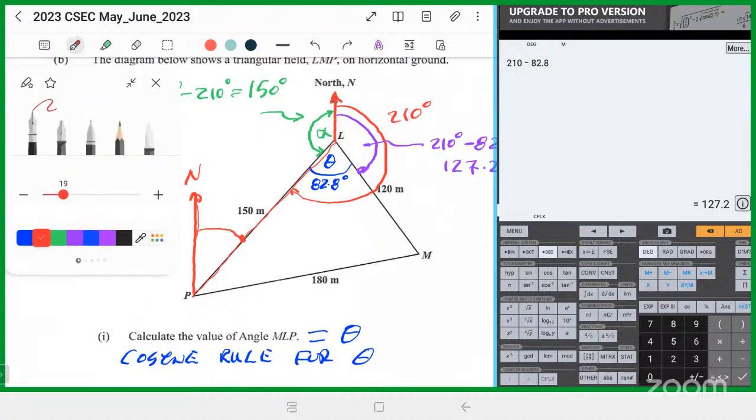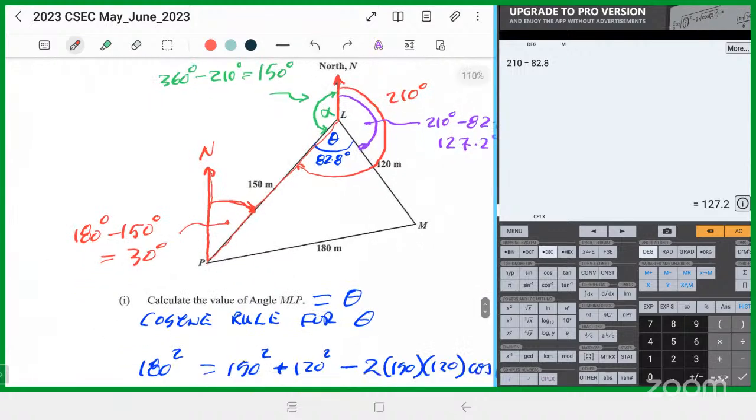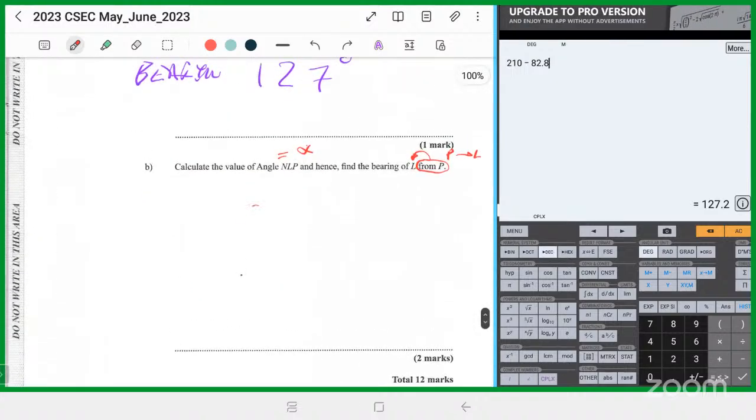So the angle inside here will become 180 degrees minus 150 degrees. The angle is actually 30 degrees. For the bearing, you have to put a 0 in front of it. So the angle is 30 degrees, but the bearing becomes 030 degrees. This is the bearing angle. So when I write it down here, this angle becomes 030 degrees.